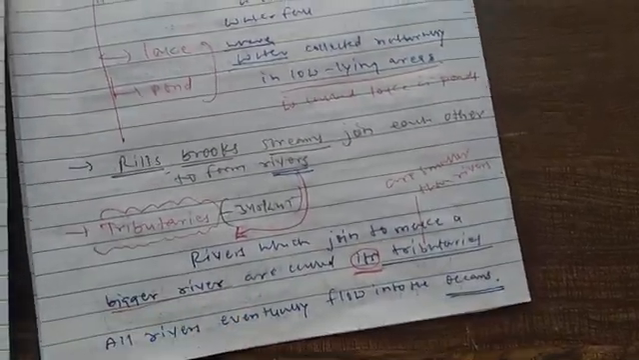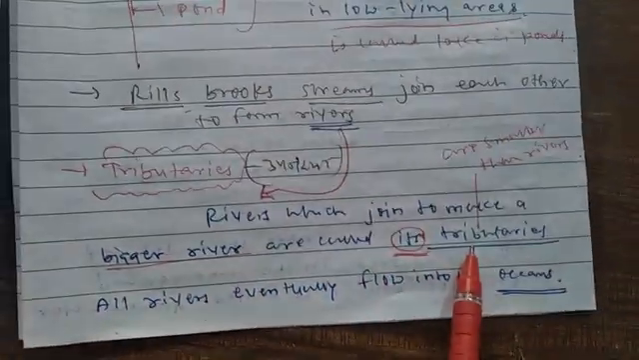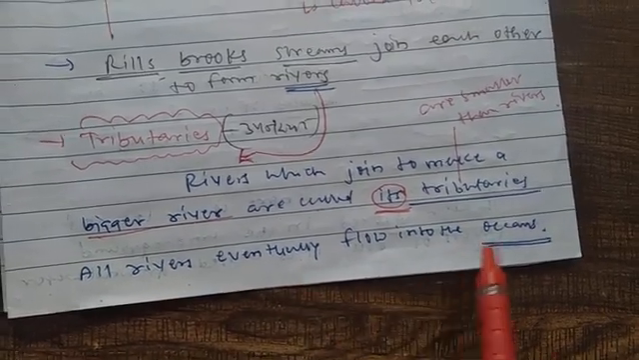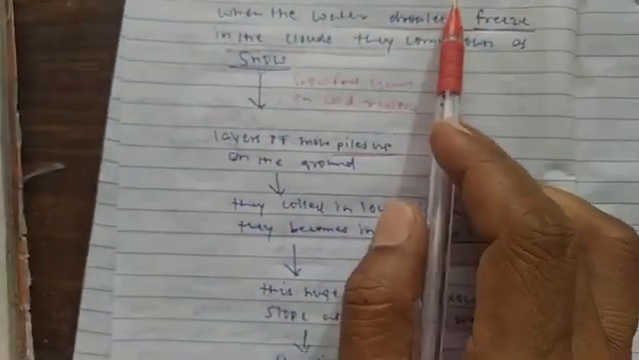Now see what tributaries are. Tributaries means rivers that join to make a bigger river. And ultimately all the rivers flow into the oceans. Now we see the next, water in the form of ice.